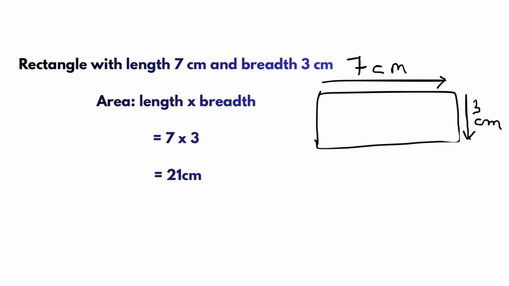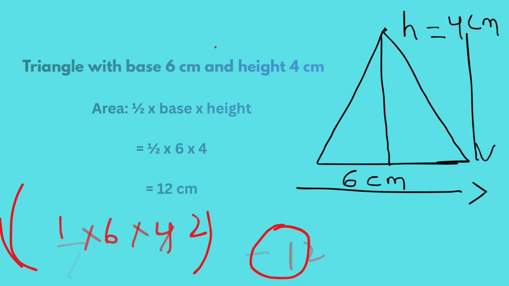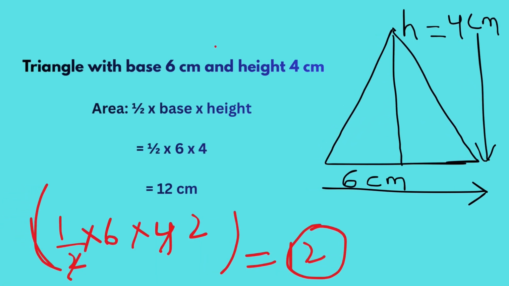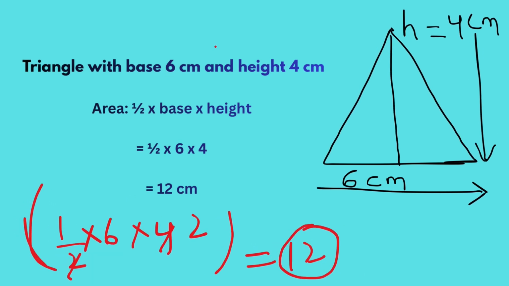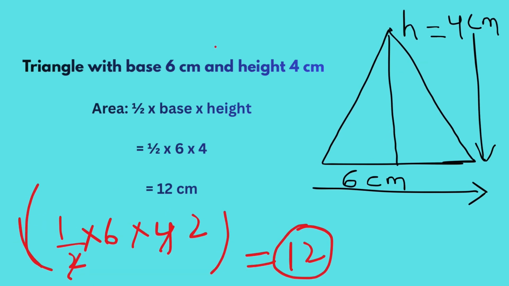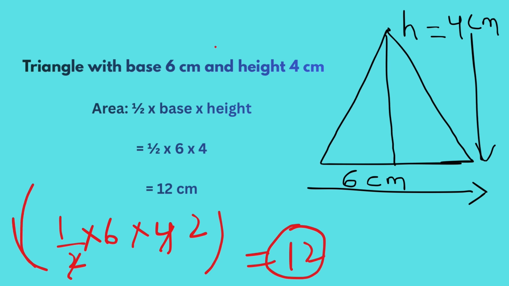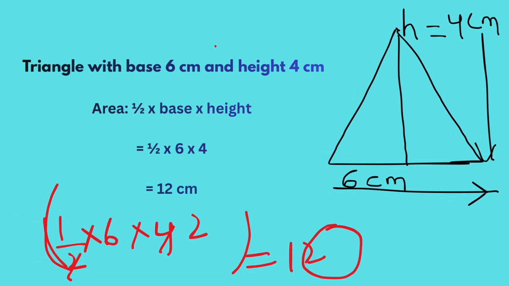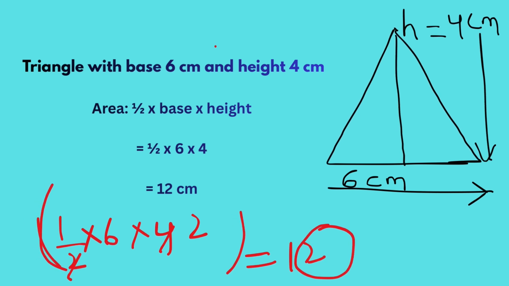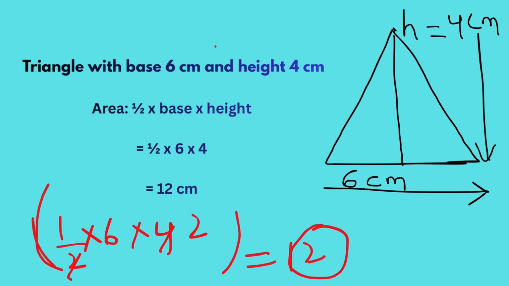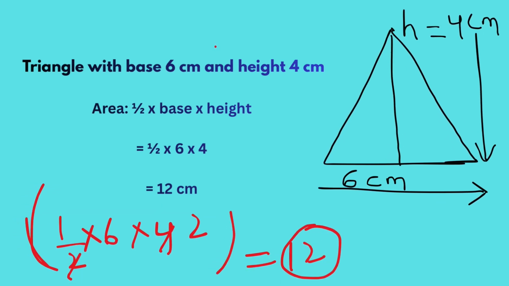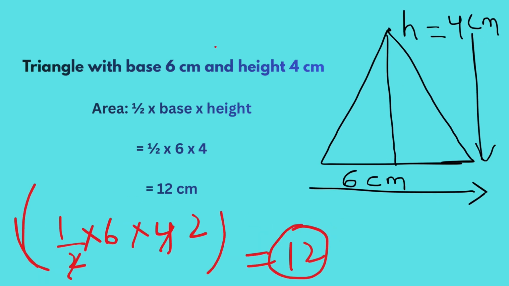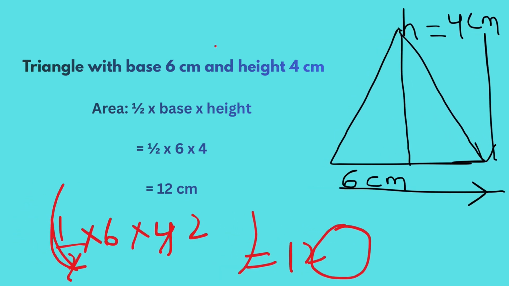Okay. Now we have another problem with a triangle. The triangle has a base of 6 centimeters, given here in the slide, and a height of 4 centimeters. So what is the area of the triangle? Half multiplied by base multiplied by height. So base is given as 6, multiplied by height. We will calculate and simplify it. So we will get 12 centimeters squared, this triangle's area.